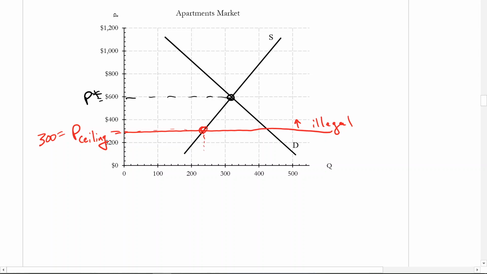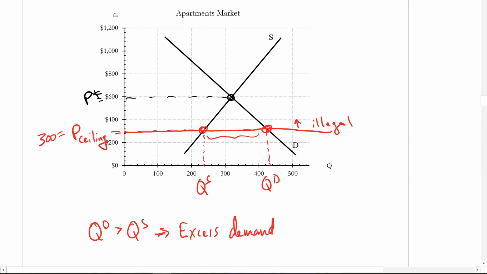At lower prices, there's less willingness and ability to supply, in this case, the housing. But also at lower prices, more people want housing, so the quantity demanded increases. And what do we have here? Quantity demanded greater than quantity supplied. That's excess demand, or a shortage. Okay, so in here we have our shortage.